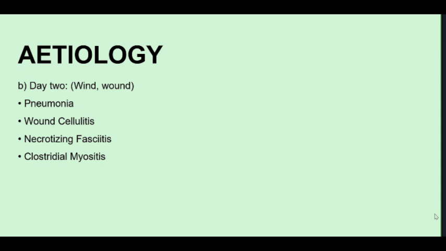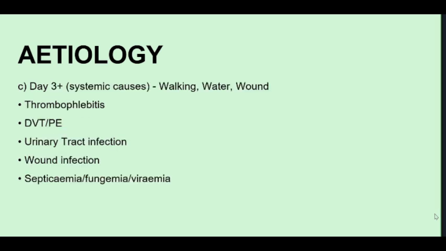Here, pneumonia sets in, wound cellulitis, necrotizing fasciitis, and clostridial myositis. Day 3 plus, that is between day 3 and day 7, we're looking at systemic causes. Here, we're now looking at walking, water, and wound. Here, patient will have thrombophlebitis, maybe from the IV insertion site. Deep vein thrombosis or pulmonary embolism. Pulmonary embolism is actually a complication of the deep vein thrombosis when the clot is dislodged.